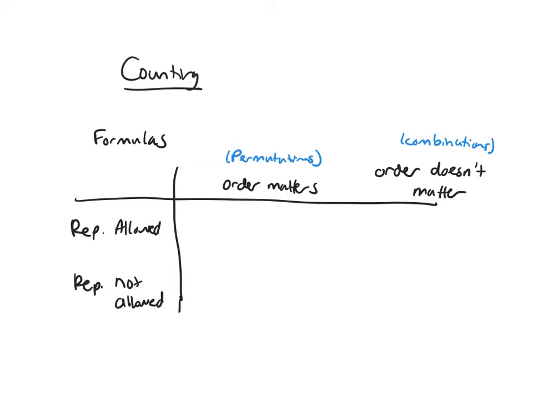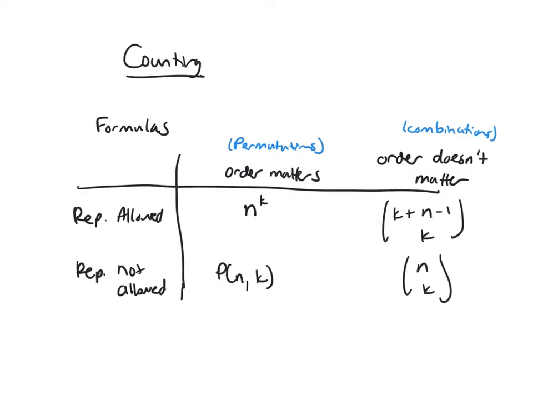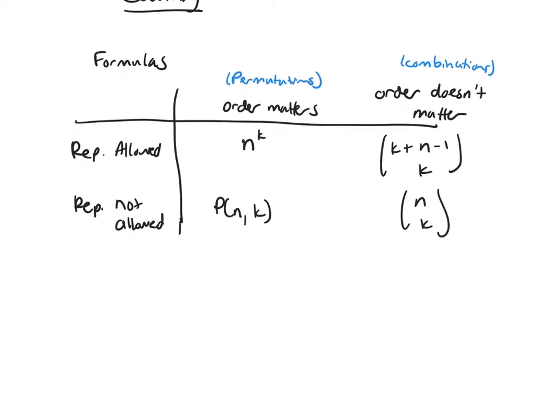So when order matters, repetition's allowed, the formula is n to the k. If you don't have repetition, it's P(n,k). Order doesn't matter, k plus n minus 1 choose k. And if repetition is not allowed, it's n choose k. So those were our formulas we had for counting.